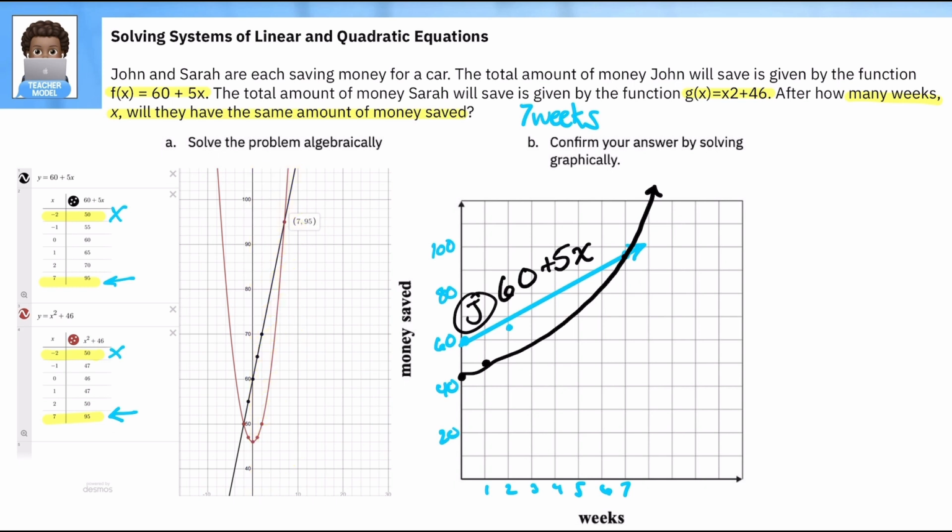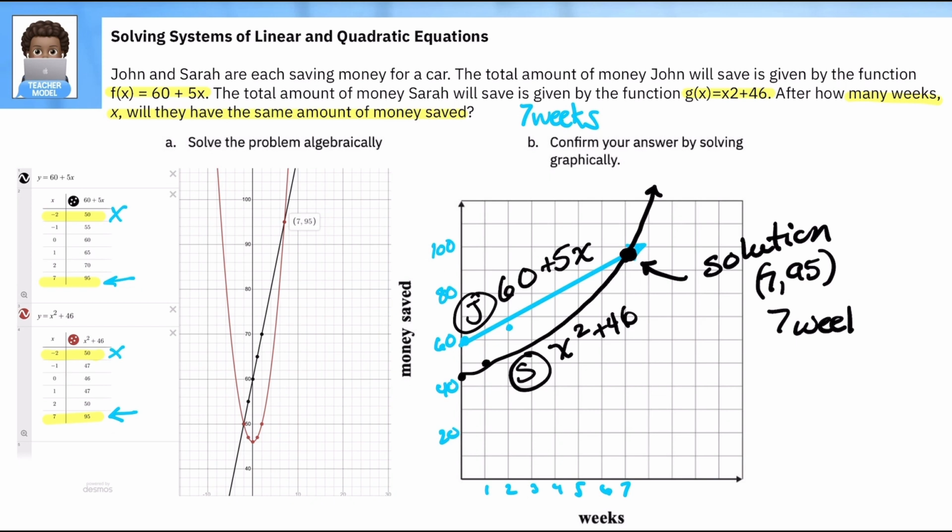there. And let's make sure that I also have that equation x squared plus 46 in there for Sarah. And I want to make sure I identify the solution on my graph as well. 7, 95, 7 weeks. They'll both have $95 saved. Okay, so let's hit pause and jot this down into our notes.